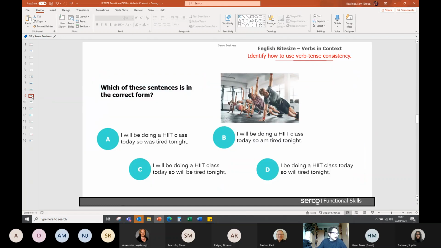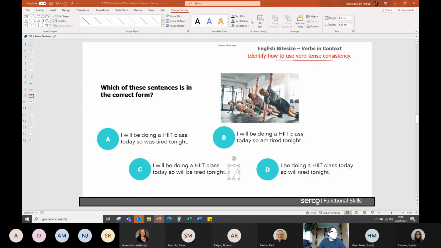I'm going to give you a practice question. So have a look at these 4 examples of sentences. Which one has been written correctly? So just put A, B, C, or D in the chat box, and we'll see if you all agree. All right, that looks pretty unanimous. Everyone has gone for C.